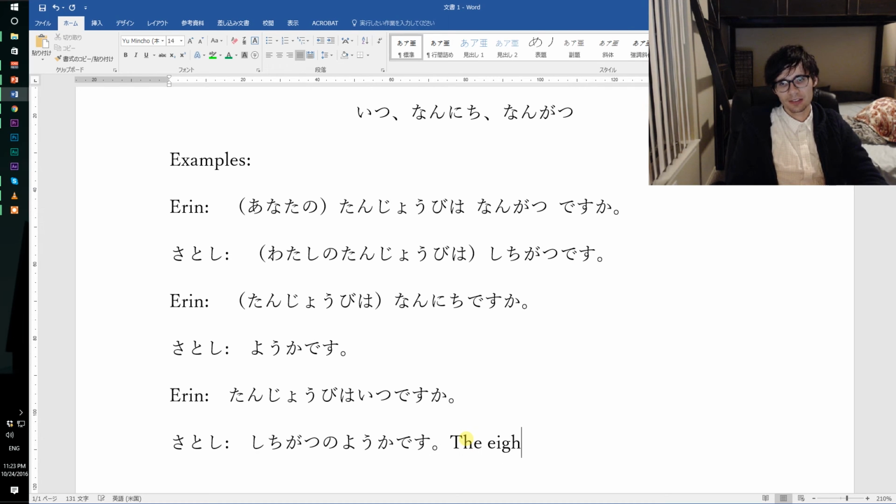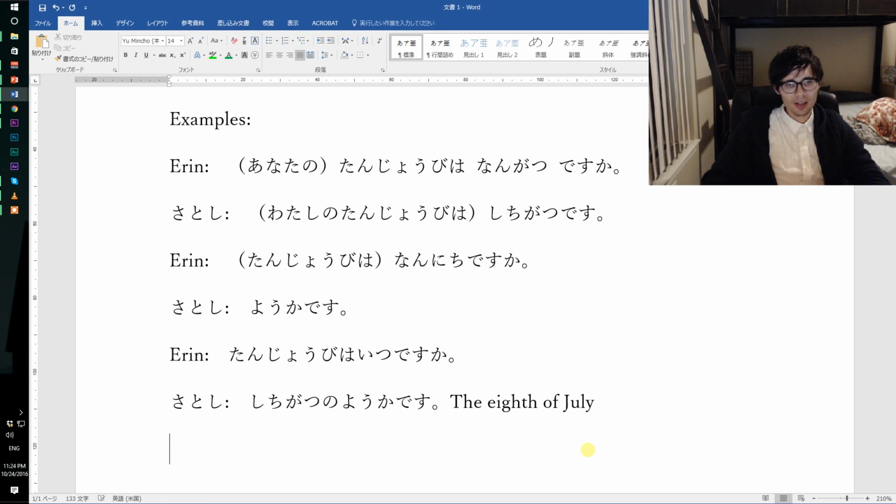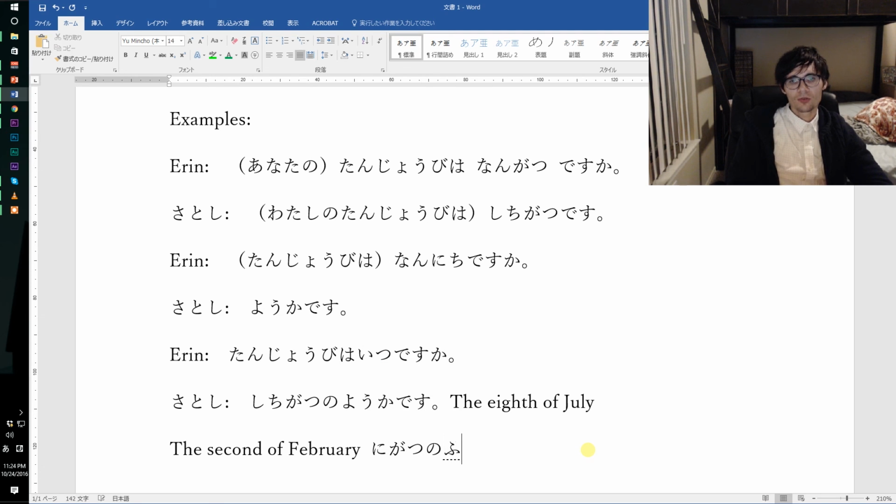So, the Japanese particle no also has the same meaning of. However, as you notice, in English, 8th comes first, when in Japanese, the month comes first. So if I wanted to say the 2nd of February, I would say 2月の2日. 2月 meaning February, no meaning of, and 2日 meaning the 2nd.